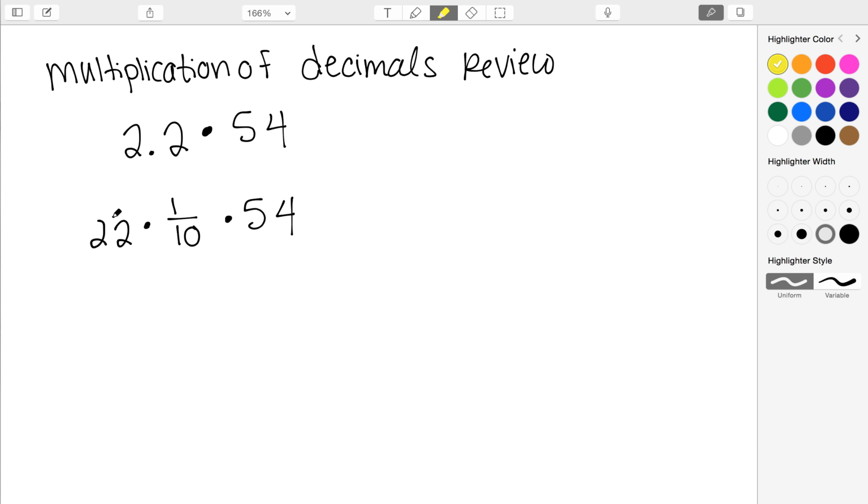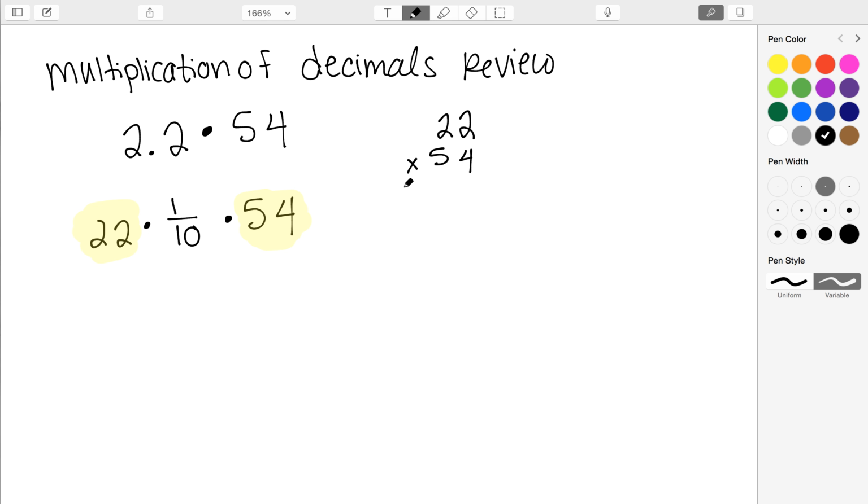We then talked about how we would take our whole numbers, 22 and 54, and multiply them. So I have 22 times 54. Okay? 4 times 2 is 8. 4 times 2 is 8. I'm going to go over to the next place value, which means I'm going to add a 0 because now I'm thinking about this as 50. Because originally we were thinking about it as 4 times 22, then 50 times 22. So 5 times 2 is 10. Carry the 1. 5 times 2 is 10, plus 1 is 11. So I'm going to get 1,188.